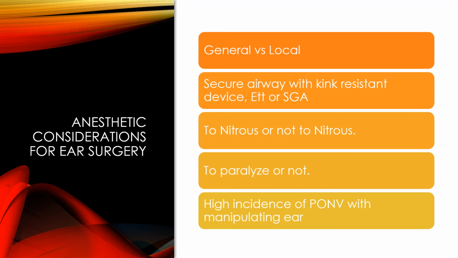Oftentimes you need to avoid paralyzing agents. Children have a high incidence of nausea and vomiting with manipulation of the ear, and so if you get an IV, you're going to need to give them something to help post-operatively with that.